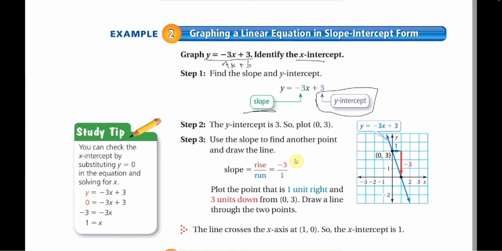They know where it's going to cross the y-axis. It's going to cross right at (0, 3). And then they gave it a slope of -3, meaning over 1, down 3, and plotted another point. And then drew a line through all that. A little rise over run.